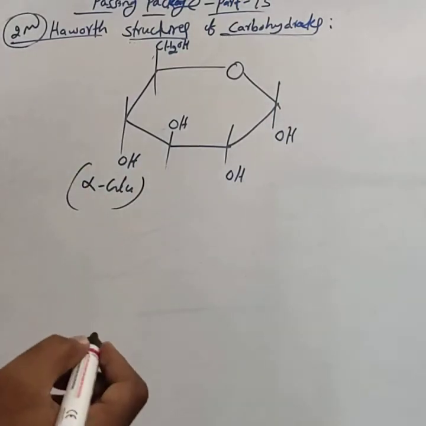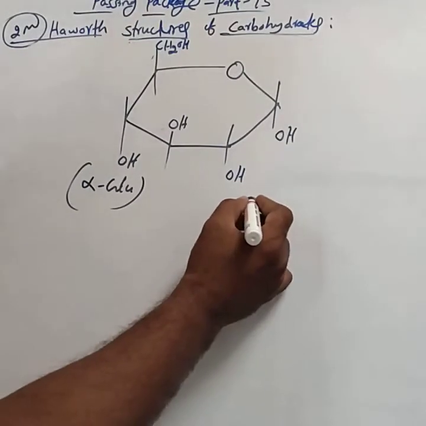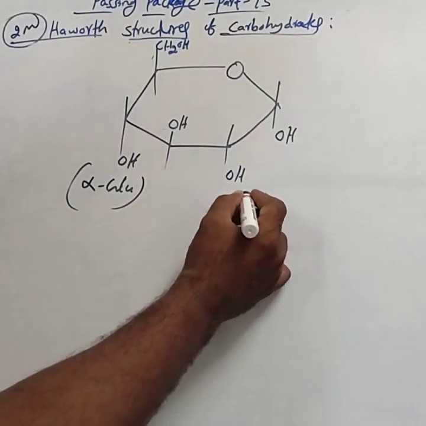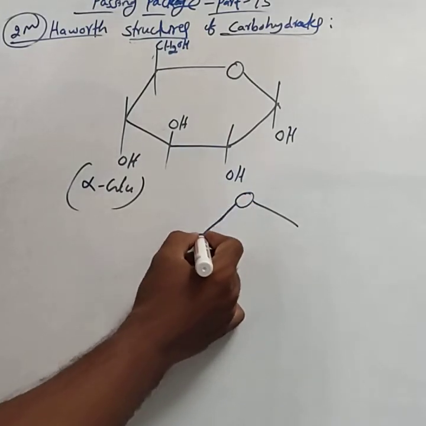Then another monosaccharide is the beta fructose. Consider the furanose ring. Fructose means the furanose ring. Consider it below that of the glucose.